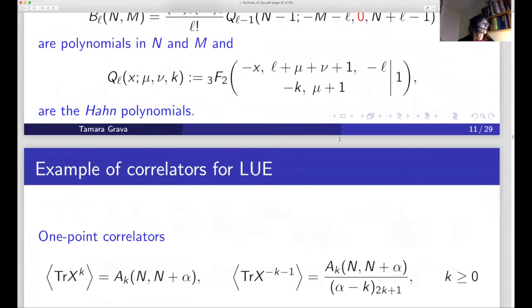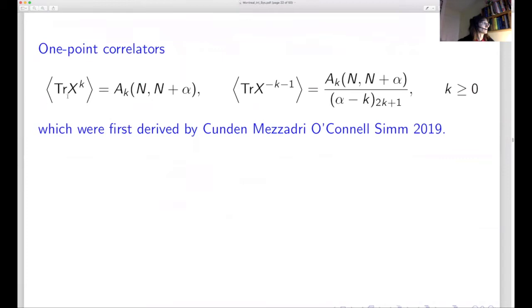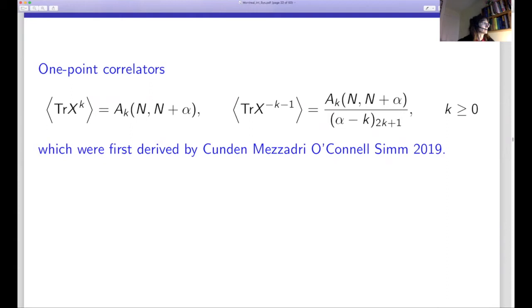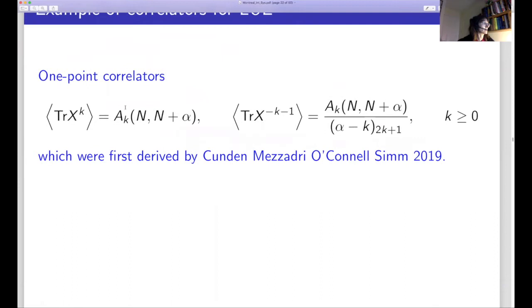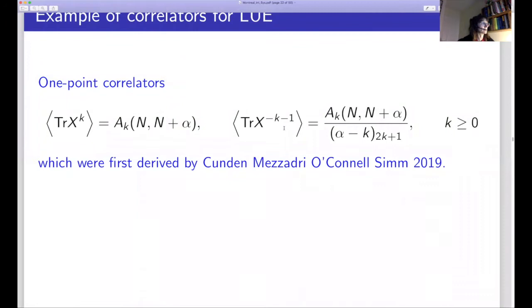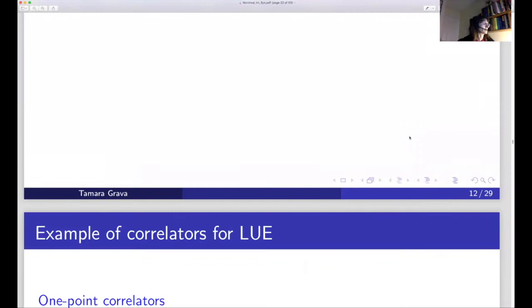And so let me now do some example of how you can use it. So for correlators, here we are still in Laguerre. So the trace of x to the k corresponds to this ak, which is basically this discrete orthogonal polynomial, and there is some reciprocity law, which connects the trace of x to the k and x to the minus k minus one by this relation. So the coefficient here is the same, and we have just to divide by the Pochhammer symbol of alpha minus k to k minus one.